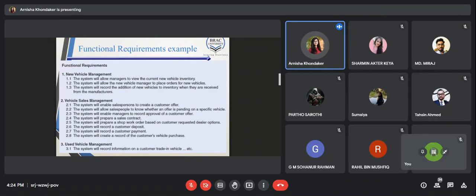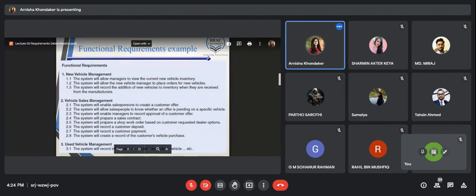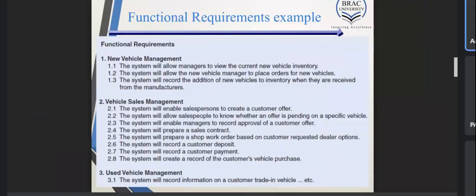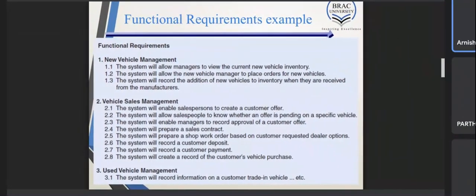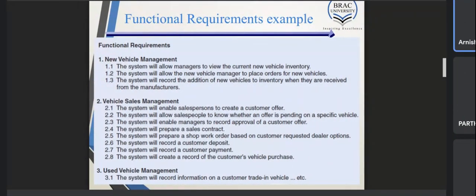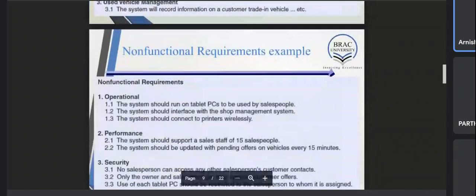Right. So suppose you have a vehicle management system. One thing that the system can do is managers can view the current inventory, like managers can view which vehicles are currently available. So this is what the system does, right? This is a functionality, this is a feature. This is a functional requirement. There can be more examples like this, like suppose salespersons can create particular offers for customers, that would fall under functional requirement because this is what the system is doing, right?